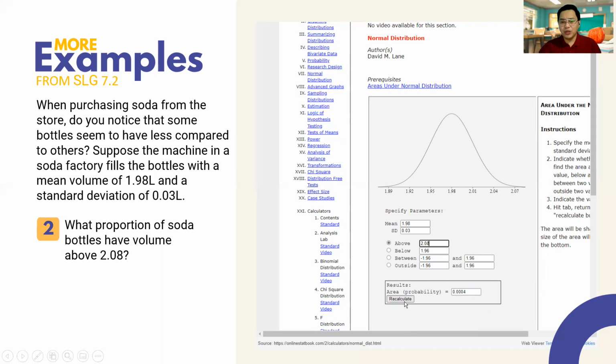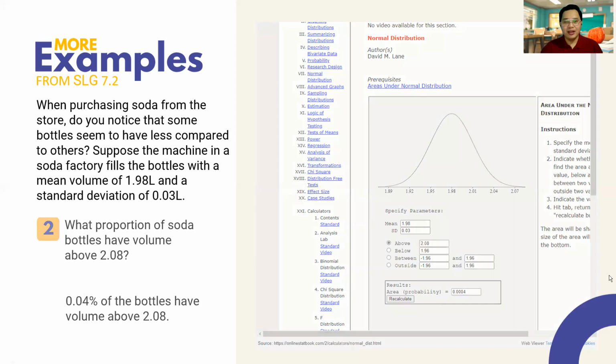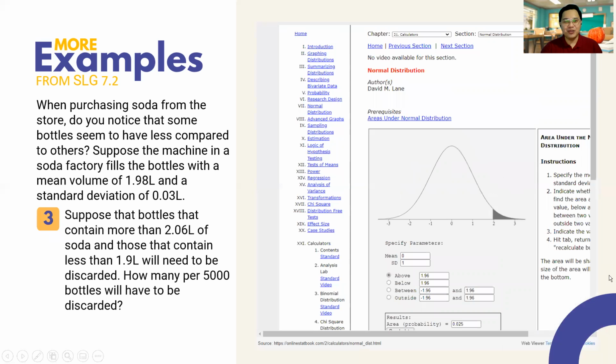However, when we compare it with the area or the probability, and we see that it's 0.0004, it makes more sense. So we're seeing 0.04% of the total area under the normal curve. Translating that into the context of our example, 0.04% of the bottles have a volume that's above, or greater than, 2.08 liters. Okay, let's proceed with example number 3.